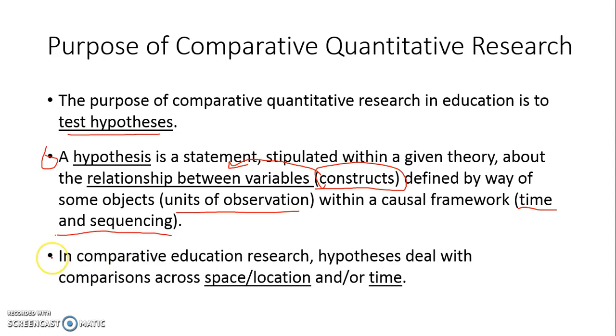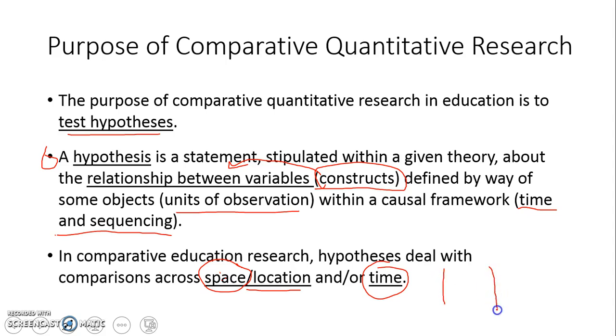So in comparative education research, hypotheses deal with comparisons across space, or we'll also use the word location, or time. So we're comparing from country to country, we're on space now, right? Country to country, or district to district, or school to school, or student to student, or whatever it is, or all of those at once. Or we're comparing across different units of time.